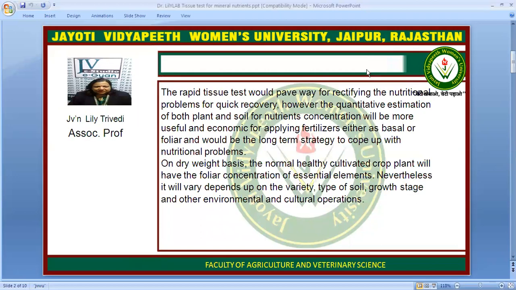Now, what is the tissue test? It is a rapid tissue test which diagnoses a nutritional problem for quick recovery. Whenever a plant is facing some deficiency of nutrients, micro or macronutrients, this test is a solution for how to find out which nutrient is lacking. So, this rapid tissue test is a quantitative estimation of both plant and soil for nutrient concentration and for applying the useful and economic fertilizer in a long-term strategy.